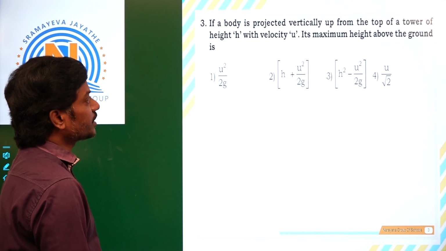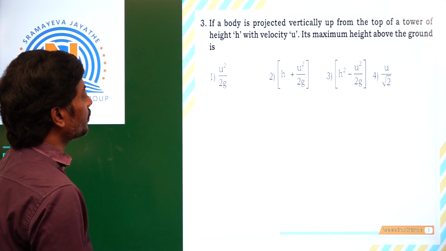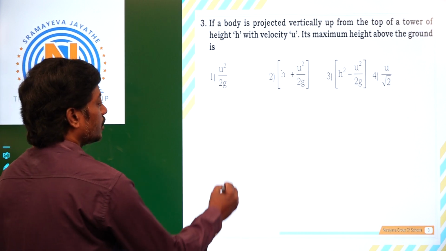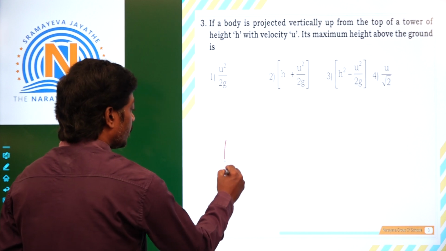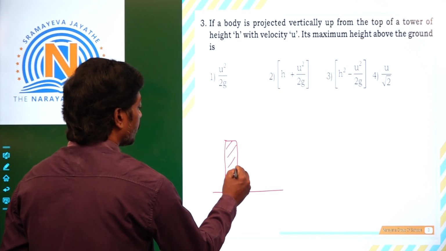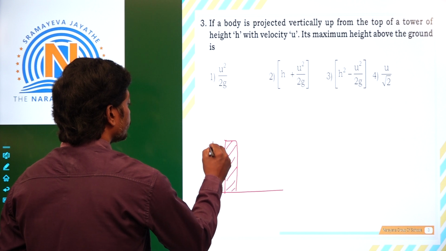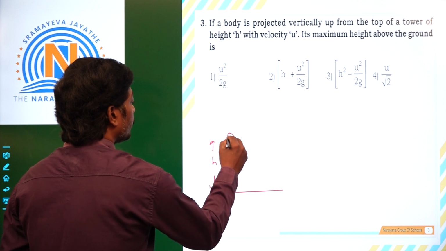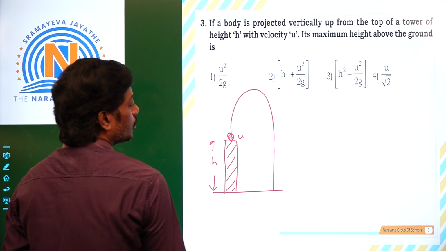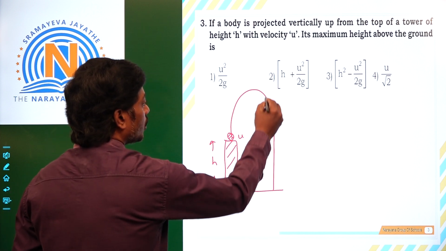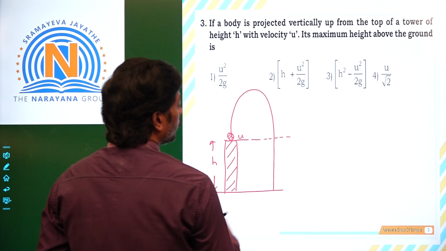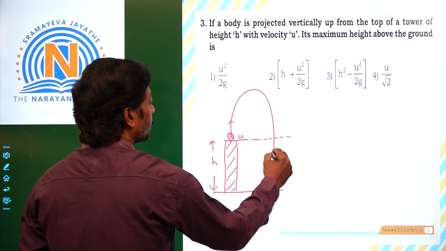If a body is projected vertically up from the top of a tower of height h with a velocity u, its maximum height above the ground is. So students, if this is a tower of height h and this is the ground, from this tower we have projected a body with a velocity u. Now from the ground, if you want to find the maximum height, this is the reference line about which we have projected the body in the vertically upward direction.